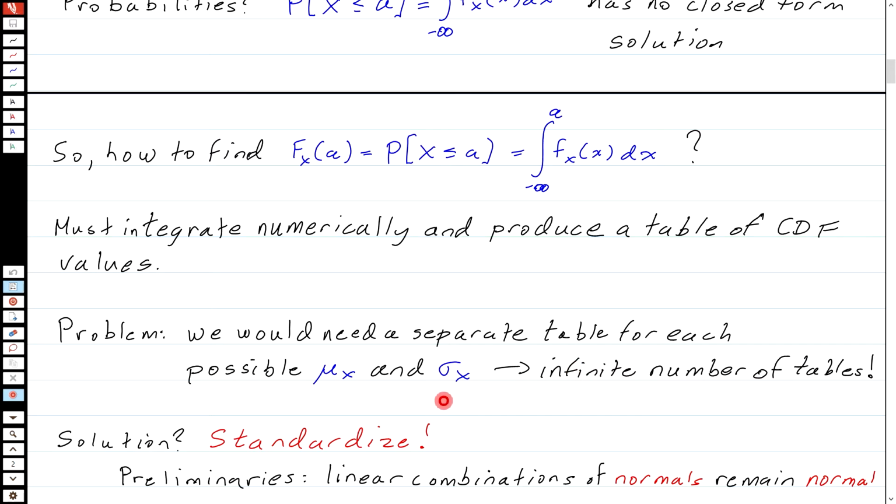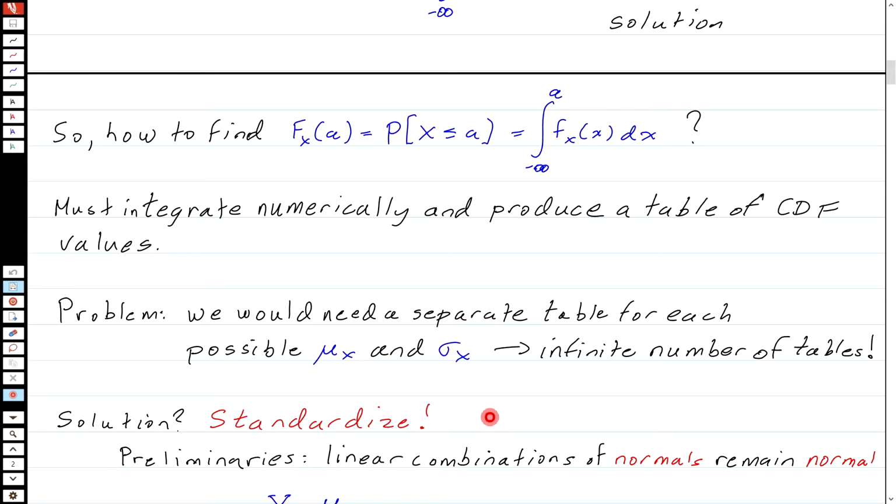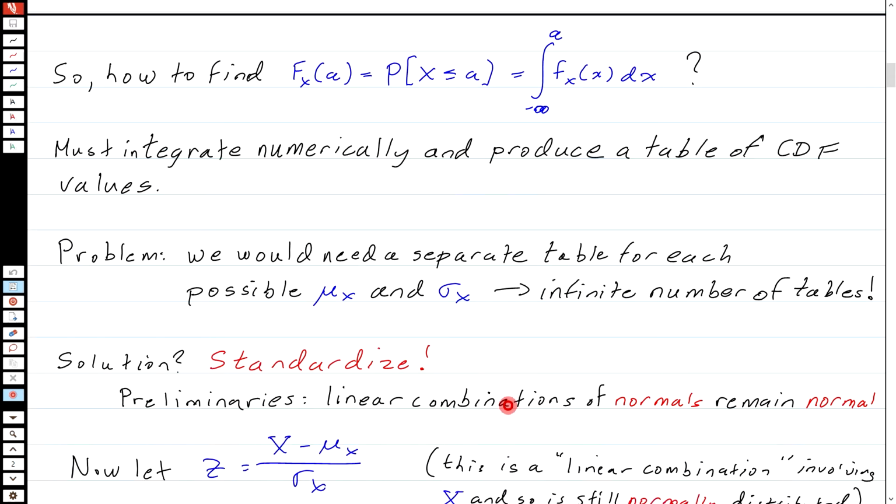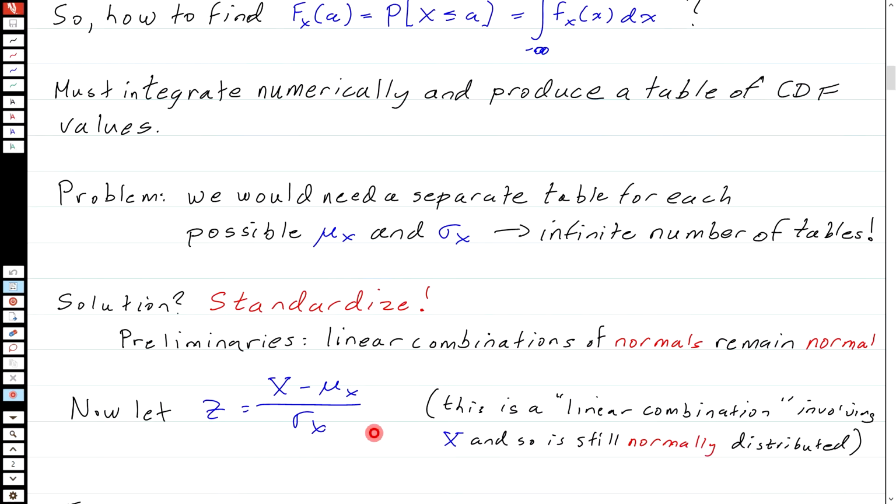So what is the solution? Well, it turns out the solution is to standardize. And what I mean by that is we take our random variable x, subtract its mean, and divide by its standard deviation. And we call this z, and we call this the standard normal.